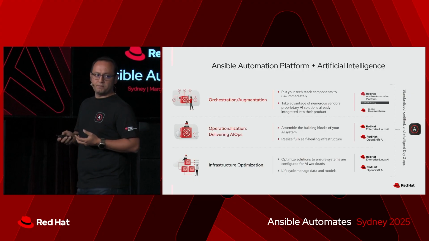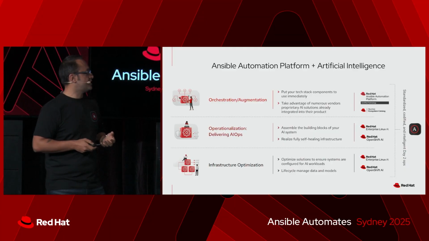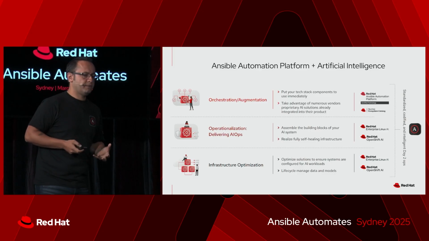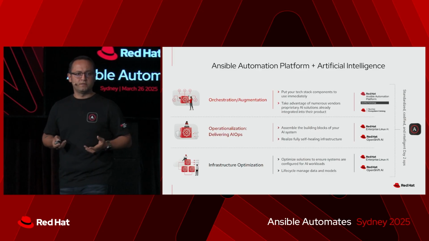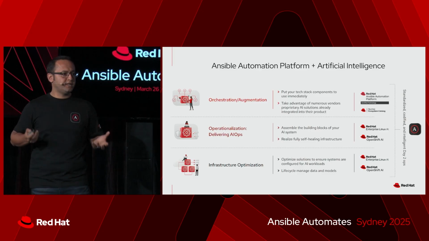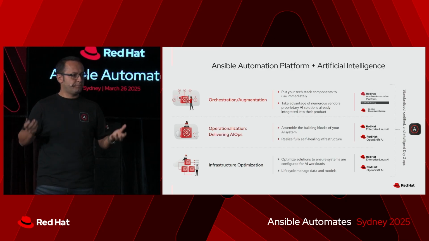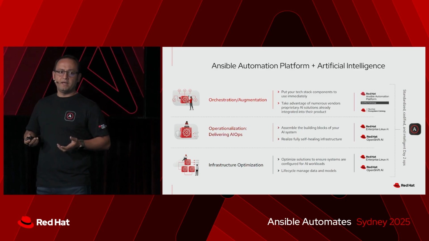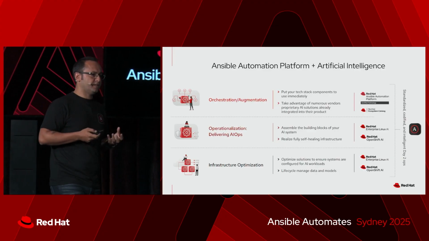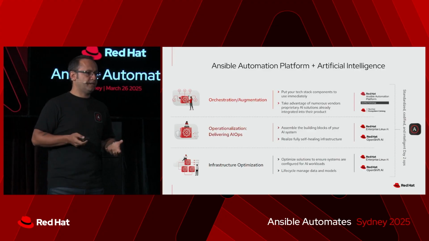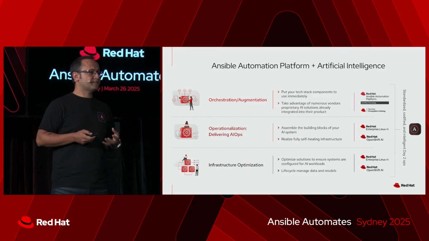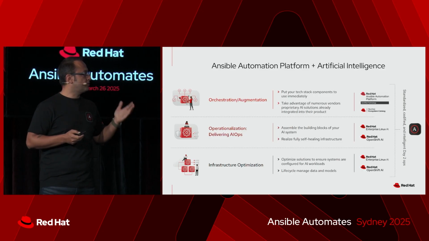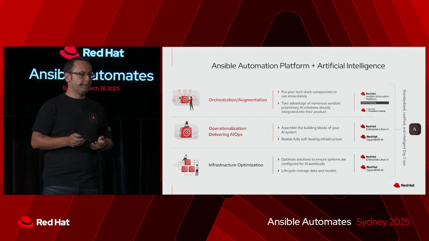And the last key set of use cases is infrastructure optimization, lifecycle management of your models. You have a new version released of the model, whether you're using prepackaged or you're creating your own models. How can you efficiently redeploy and manage that? That is a set of use cases, whether your models are deployed on RHEL AI or OpenShift AI.